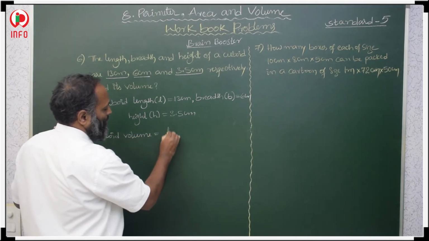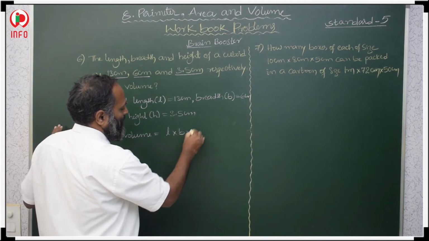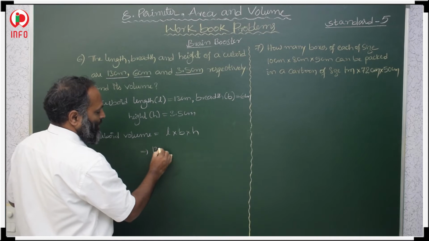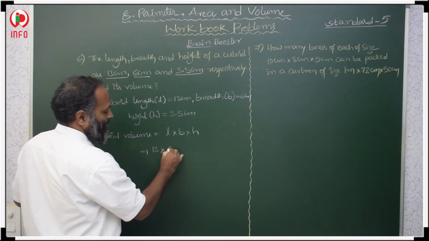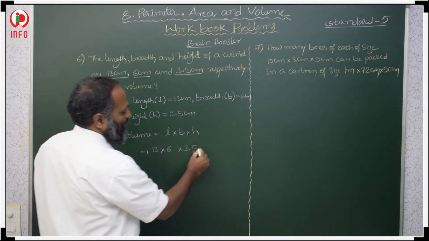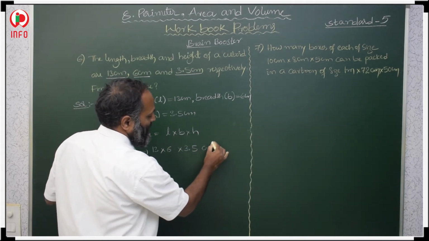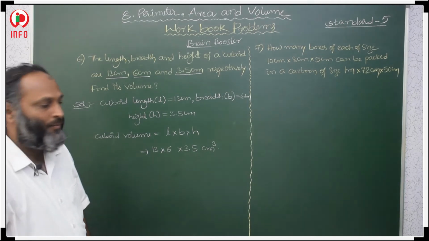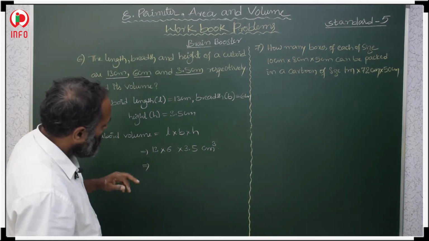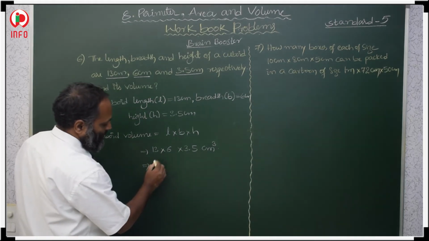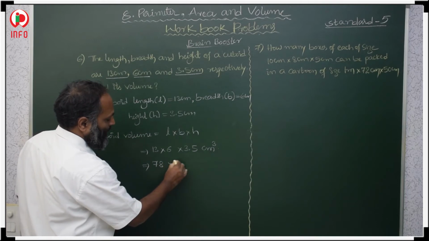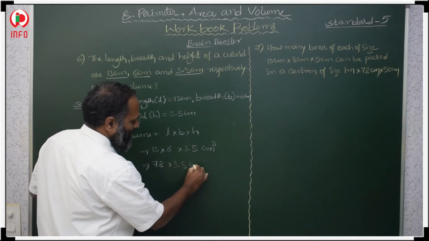Then cuboid volume is equal to length into breadth into height. What is the length here? 13 centimeters, breadth 6 centimeters and height 3.5 centimeters. All are in centimeters, so we have to write here cubic centimeters. Then 13 sixes are 78 into 3.5 centimeter cube.